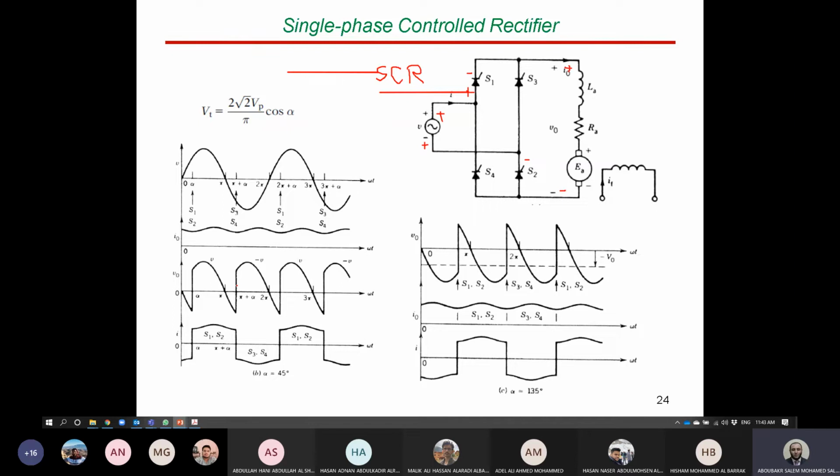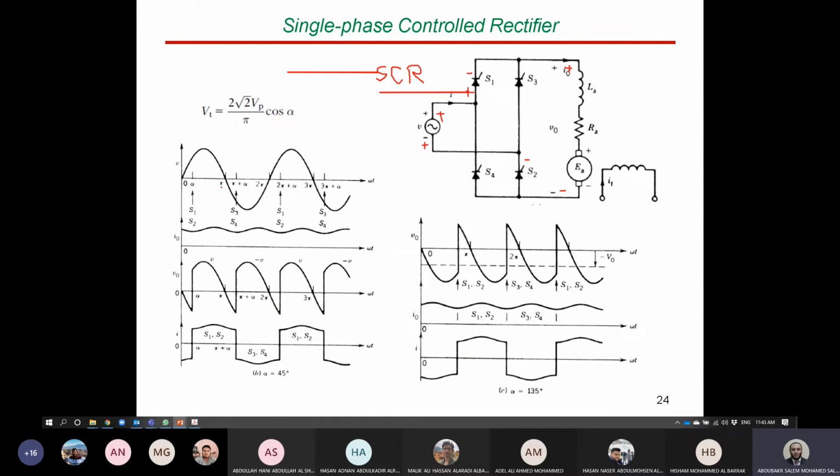When can this happen? When the voltage is in the negative half cycle, we apply another pulse after exactly 180 degrees. Why after 180 degrees? In order to have a symmetrical AC component in the input of the supply. So we apply a pulse at pi plus alpha for thyristors S3 and S4, and in this case the voltage will be reversed again and start to be positive again like that.